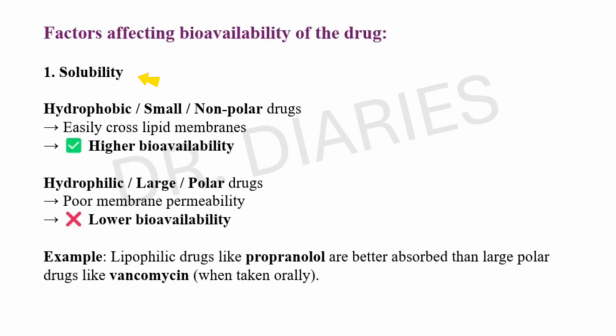Factors affecting bioavailability. 1. Solubility and permeability. This says how well the drug dissolves and crosses the cell membranes. Lipophilic, fat-soluble drugs cross membranes easily and have better bioavailability, whereas hydrophilic or large polar molecules have poor permeability and low bioavailability. Example, propranolol, lipophilic, has good oral bioavailability. Vancomycin, large, hydrophilic, has poor oral absorption, so it is given IV too.